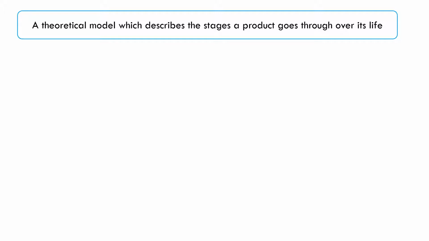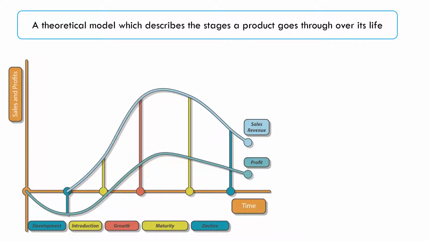Well, the product lifecycle model is a theoretical model which describes the stages a product goes through over its lifetime. And here is our diagram. We have 5 stages that this product typically goes through: development, introduction, growth, maturity, and decline. And we would represent those looking at possibly sales revenue and profit. And what we can see is that during the period of development, there are no sales, and then sales revenue starts to rise as we go through the different phases of the product life cycle, and then begin to decline again.